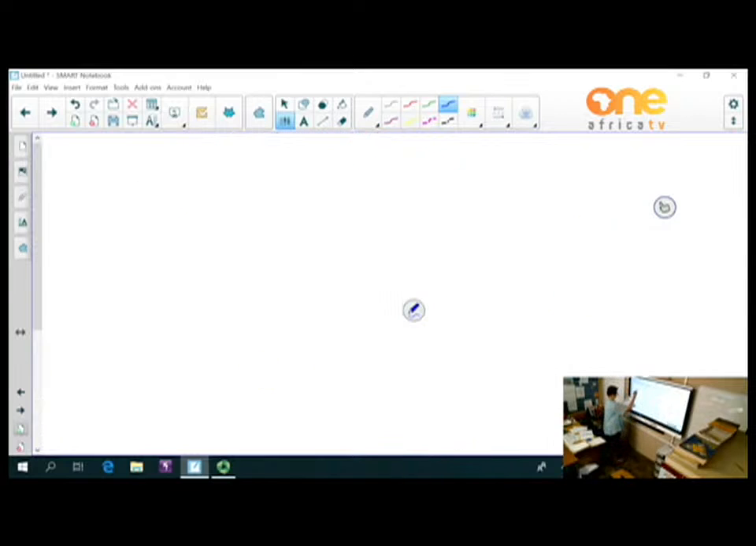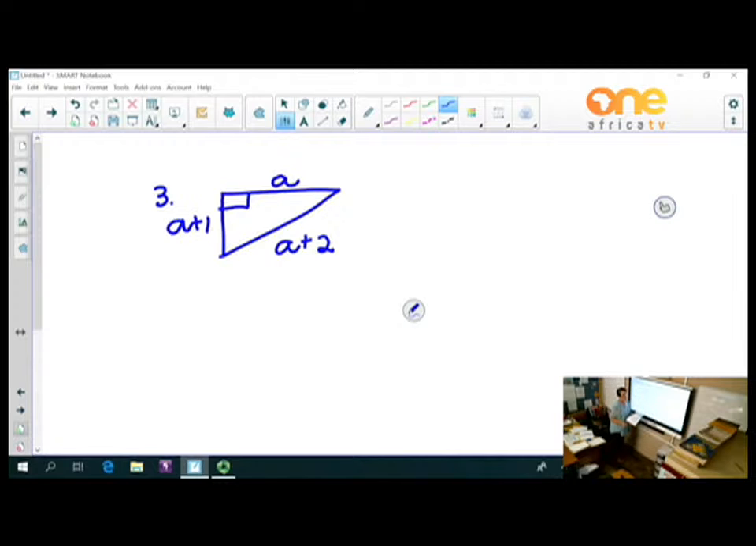Right, let's look at number 3. A folded napkin has a triangular base. So there's the napkin and I fold it there. Now remember, there's my 90 degrees. The longest side is always opposite that, the hypotenuse. Now you have a + 1, a + 2, which means this one is the longest side there. That one is the longest side. And one of them is then a + 1 and the other one is a.